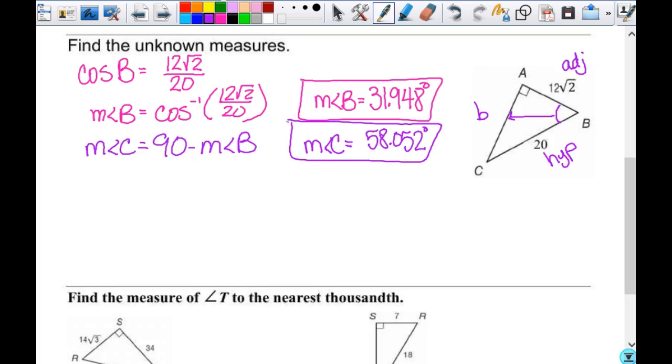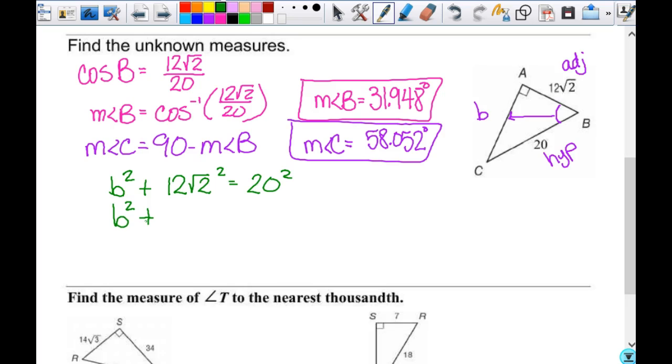All right, so now I got to find b, Pythagorean Theorem. So b squared plus 12 square root of 2 squared equals 20 squared. What is 12 square root of 2 squared? 288. And if you rely on the calculator for that, you are likely to get that wrong because, again, it's only as accurate and as intelligent as the person pushing the buttons.